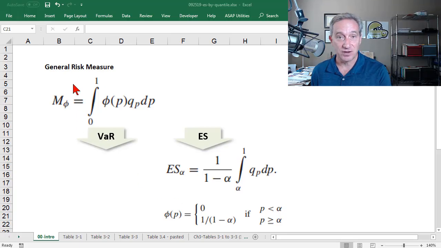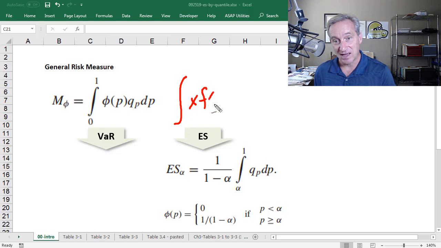So here we have Dowd's general risk measure denoted by capital M, and I would emphasize the word general because this is really zooming back to the generalized version. And it's just a weighted average, really. You might recall from calculus, if we want to take the weighted average of a function, it's going to be the integral of x f(x) dx. Well, that's effectively what we have here.